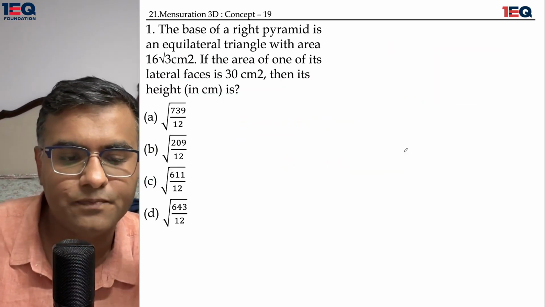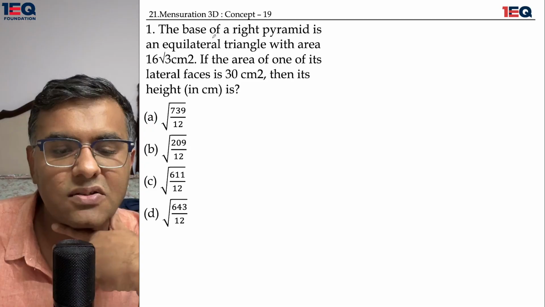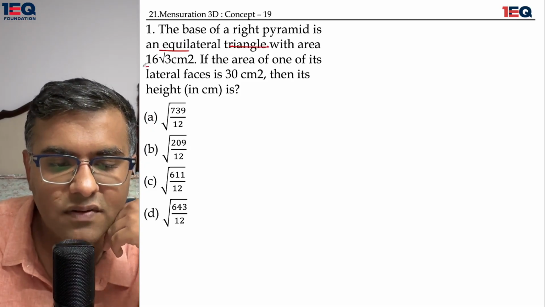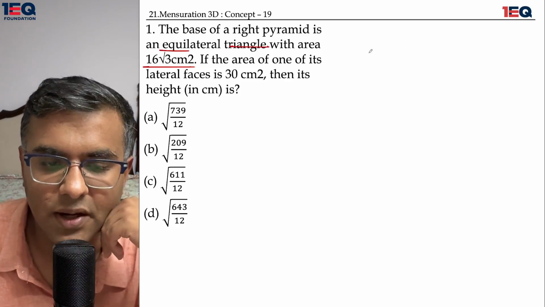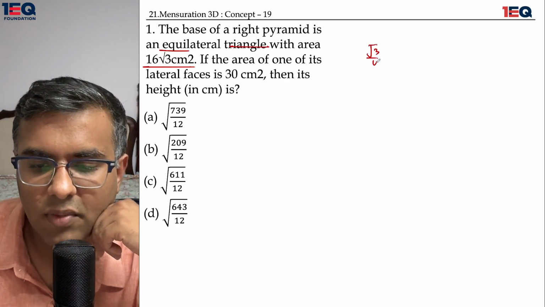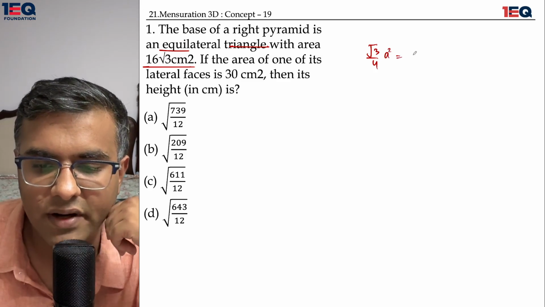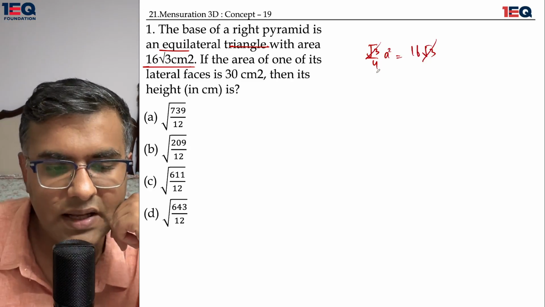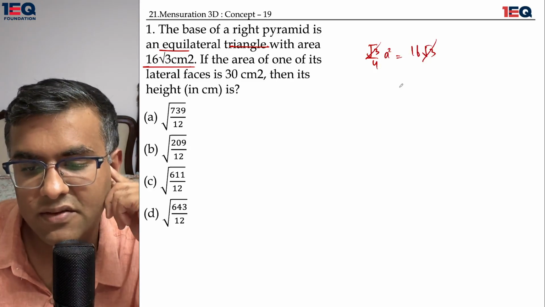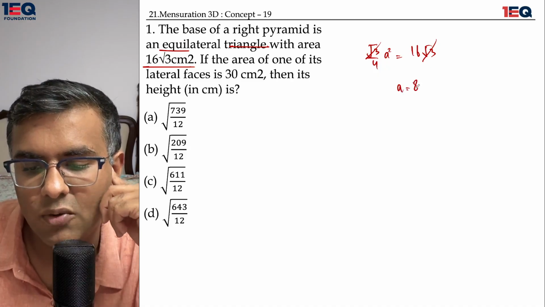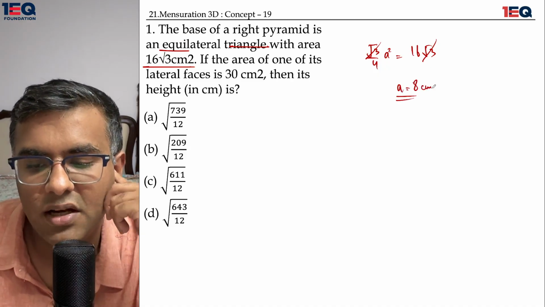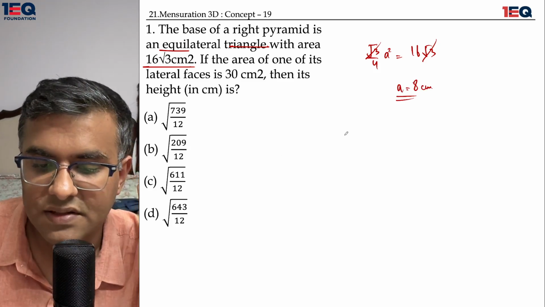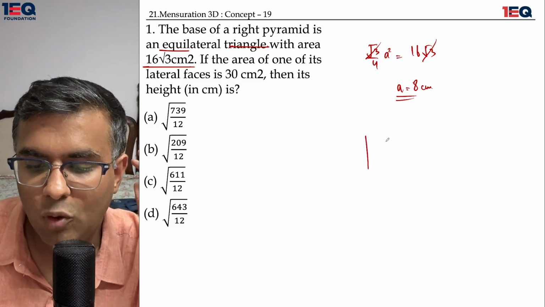Let's move ahead. Now, the base of a right pyramid is an equilateral triangle with an area of 16 root 3 centimeters square. So root 3 by 4 a square, which is the area of a triangle, is equal to 16 root 3. The root 3 and the root 3 get cancelled. 16 4s are 64. So the value of a comes out to be 8 centimeters.